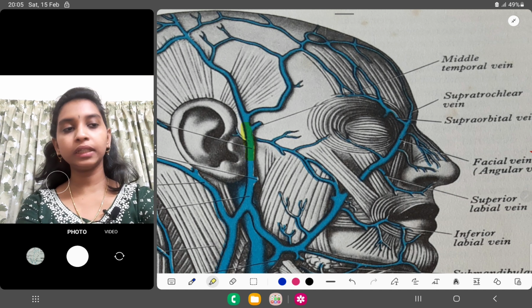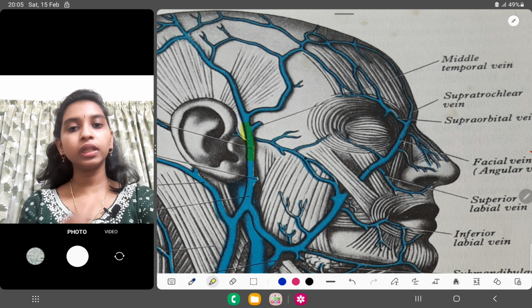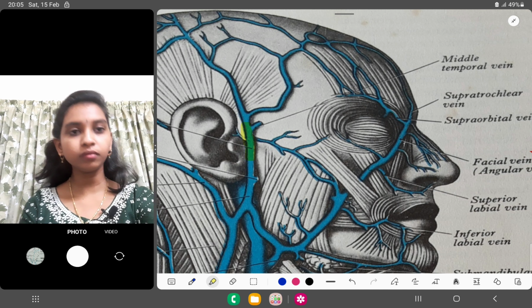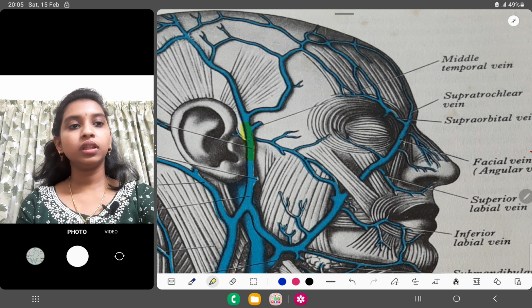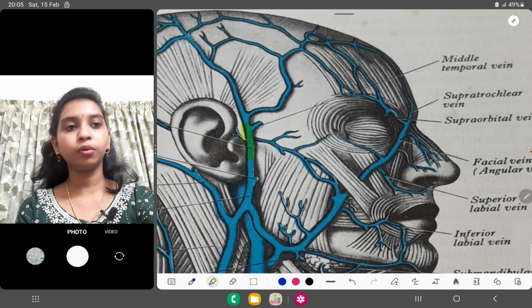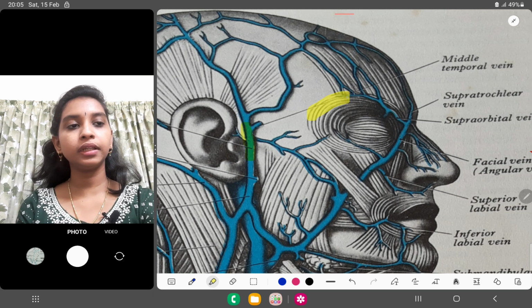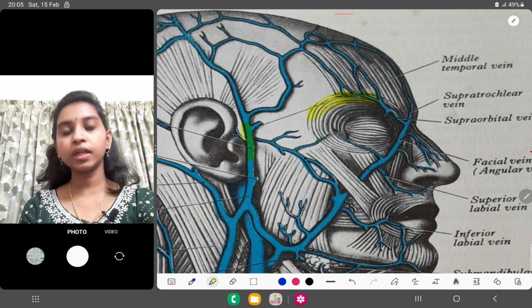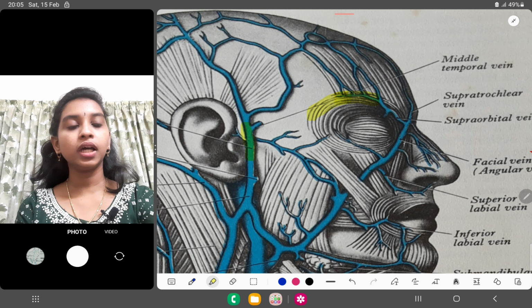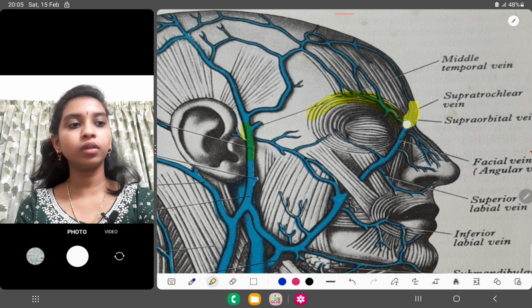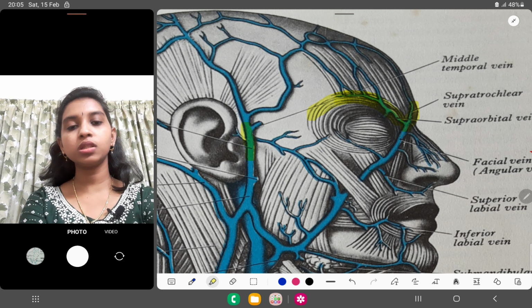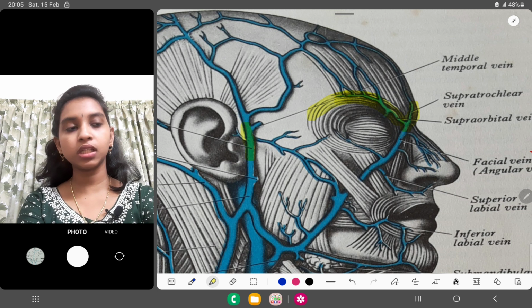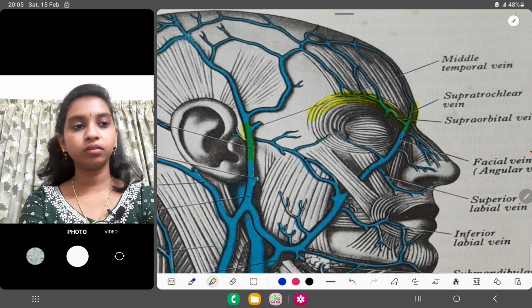The supratrochlear vein is named so in relation to the trochlea present in the frontal bone. Coming on to supraorbital vein, it begins in the zygomatic process of frontal bone and then goes medially deep to the orbicularis oculi, pierces it and then joins with supratrochlear vein to form the angular vein. The supraorbital vein also has a deep connection with the cavernous sinus through the superior ophthalmic vein.